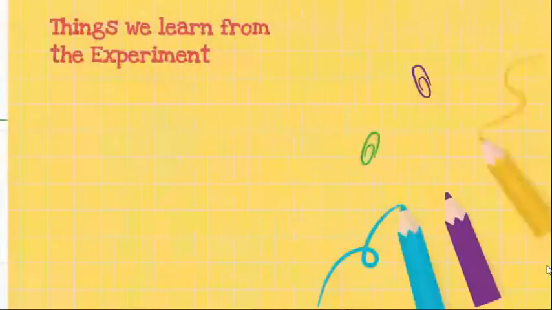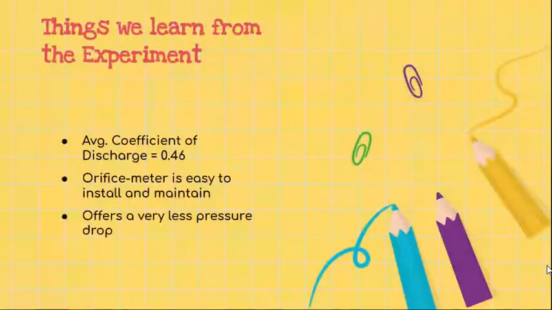Yes, the next slide. So as you can see in the slide, the average coefficient of discharge is 0.46. The range is between 0 to 1, but it might not cross above 0.8, because a high value defines that the instrument we are using is highly efficient. But in the case of Venturi meter, we can expect high values, but in the case of orifice meter, we can't expect high values of coefficient of discharge. And it is easy to install and maintain because it is very small and we don't have that many complications in it, and it offers a very small pressure drop.